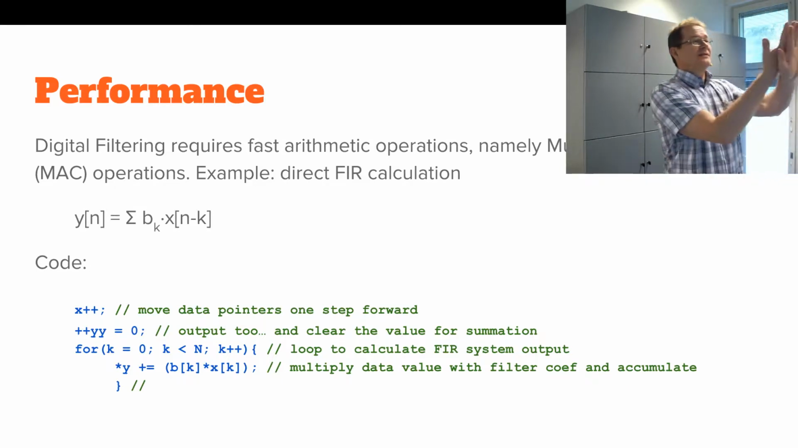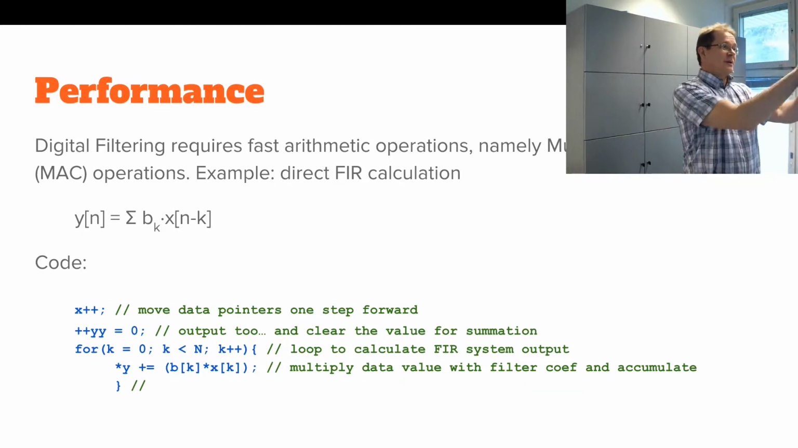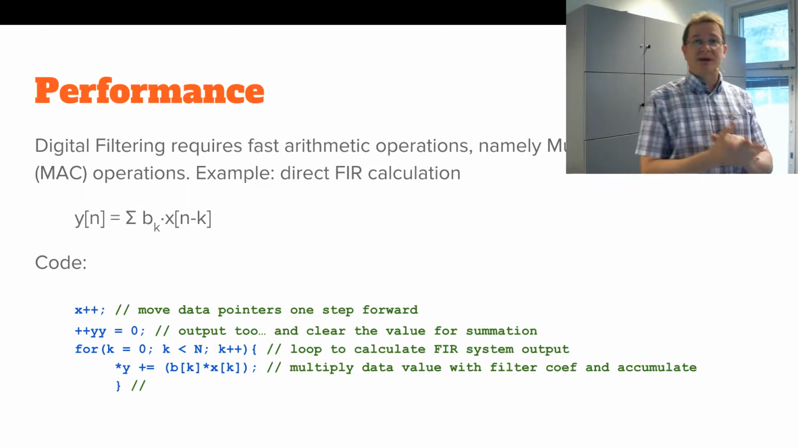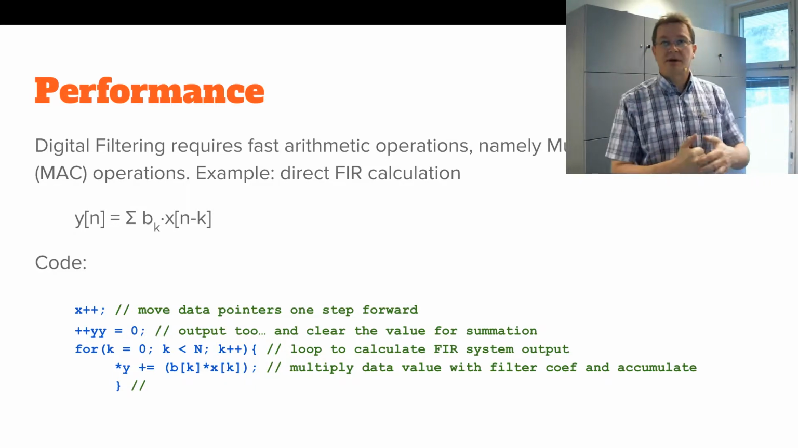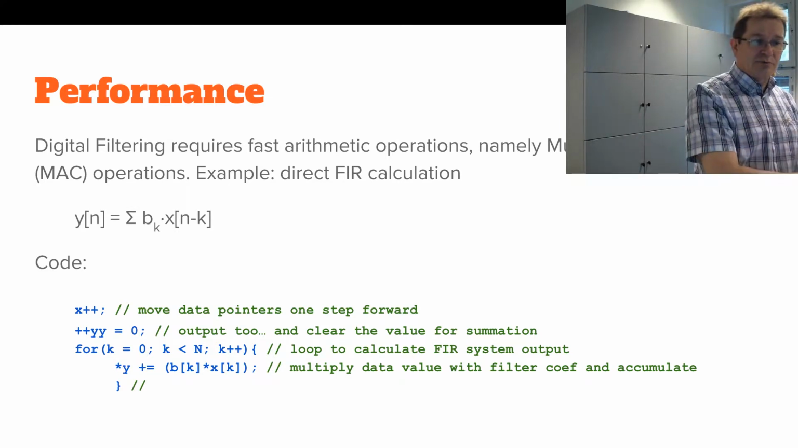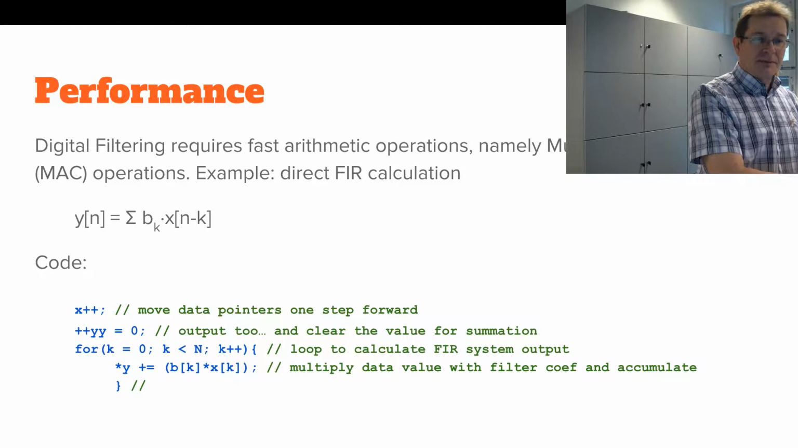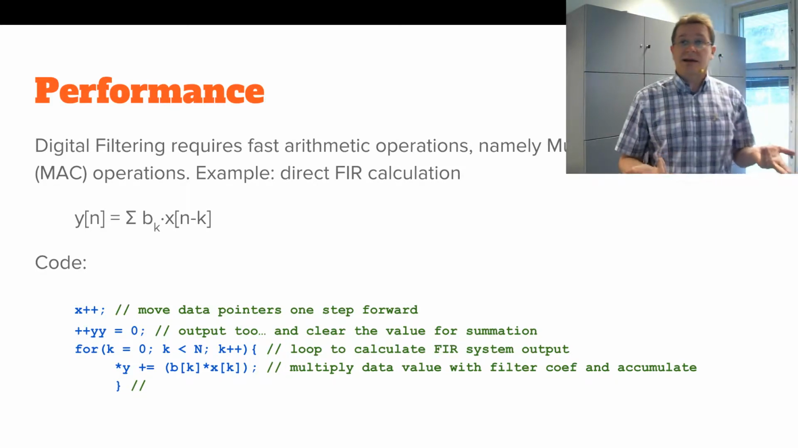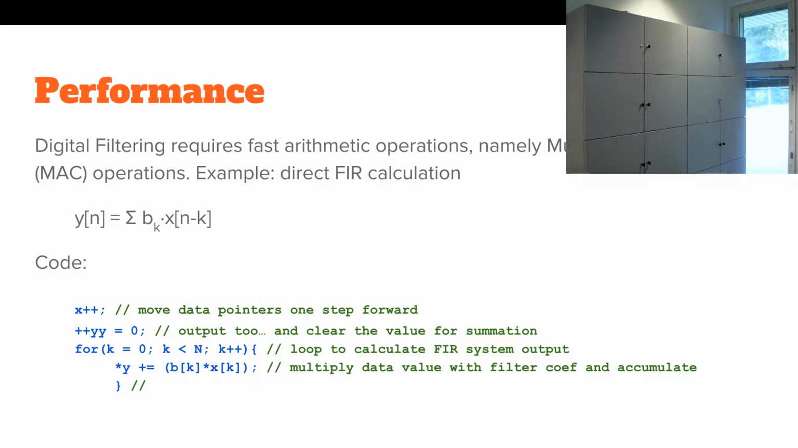Anyways, it doesn't matter which way you are doing the sum for the impulse response, for example. So that's why I have the bk times xk there, summing to the current output pointer position.